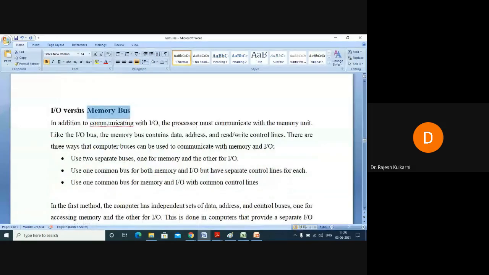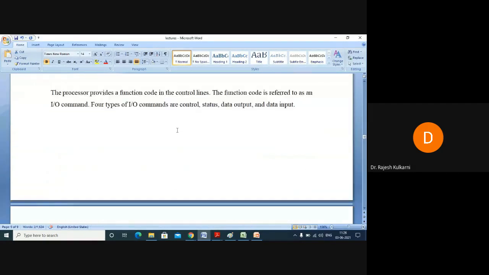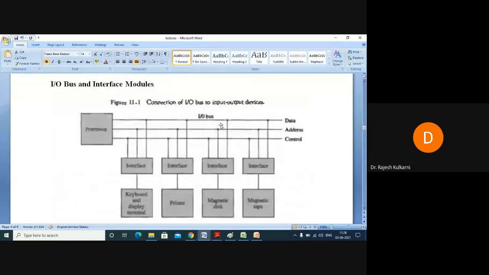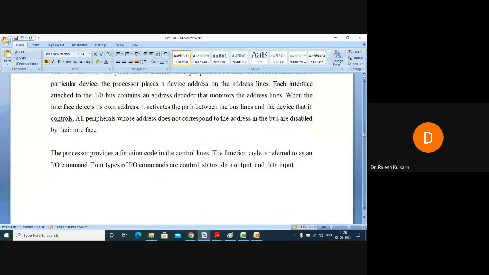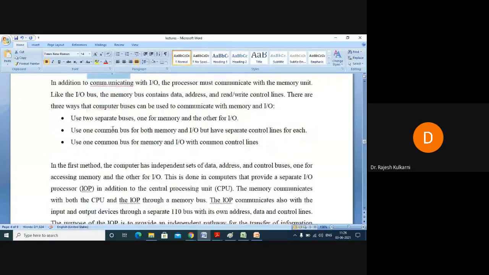So now when such is the scenario, there is a chance that there may be a separate input output bus and separate memory bus. It means these are separated. Like this, instead of here IO bus, there may be a memory bus. Is it not? So there you can visualize two separate diagrams. One diagram consists of the input output bus, the other diagram consists of the memory bus. So that may be one scenario. Separate buses: one bus for the memory, one bus for the IO.